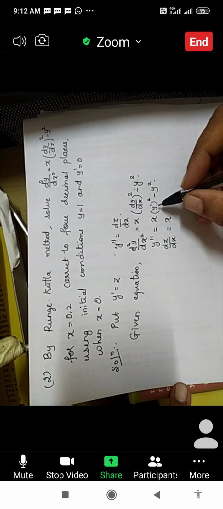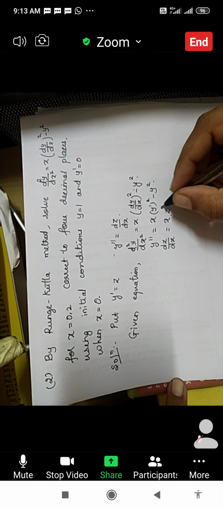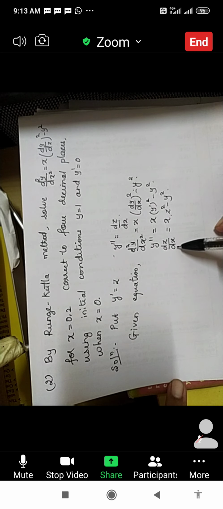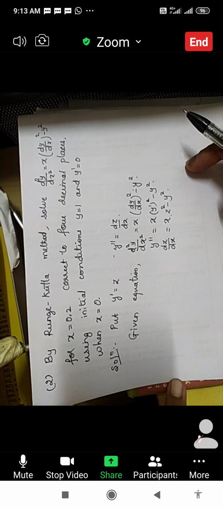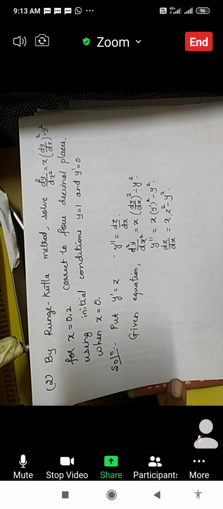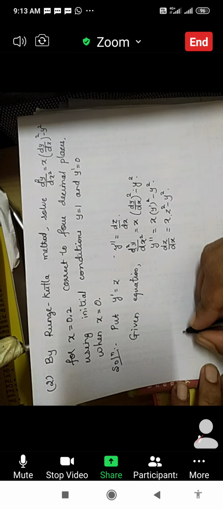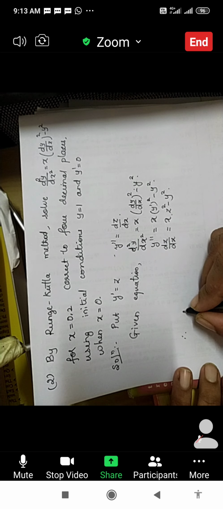Y dash is z. Z square minus y square. Okay, so after conversion, the second order is converted to first order. Let us write properly so that we want now 5 quantities. The 5 quantities are f, g, x naught, y naught, z naught. For that, what do we have now?